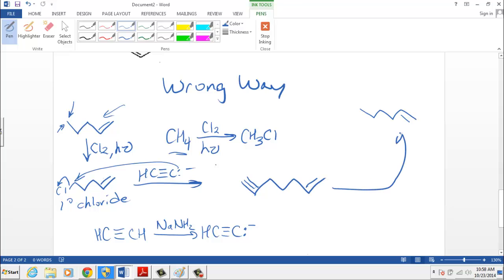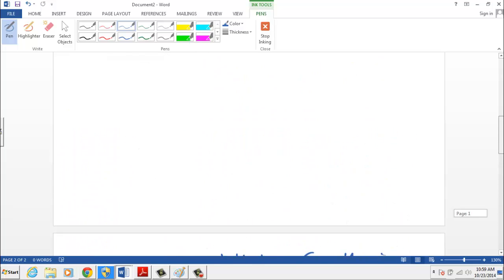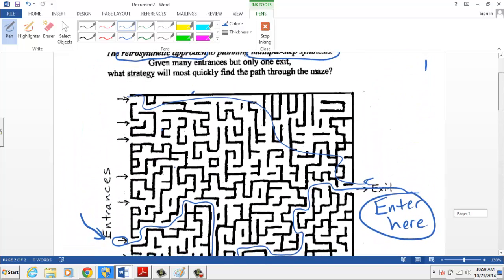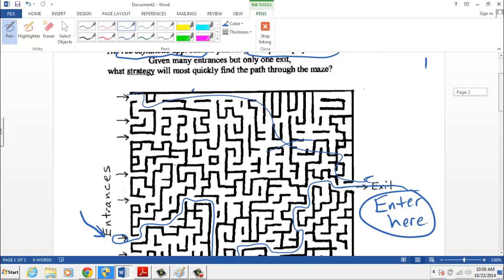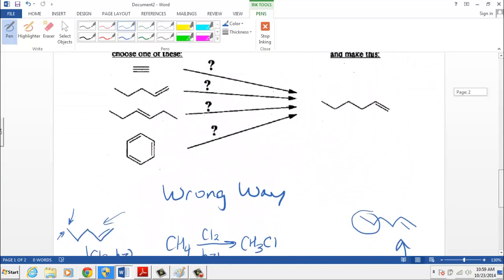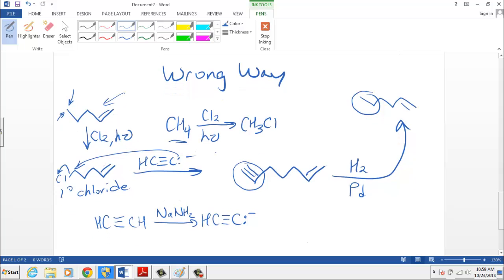And then how do we get to the end? Well, we would think about removing the triple bond here and make it a single bond. And oh yeah, okay, remember hydrogenation can do that. We'll just use some palladium metal as a catalyst, hydrogenate it, take off those pi bonds, make a single bond, we're done! Yeah, we just kind of crashed through the maze. Okay, so hopefully you can see some errors in this and you won't take this approach.